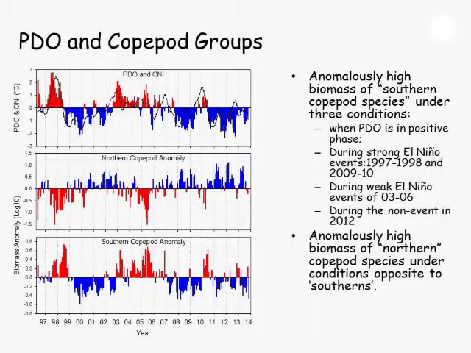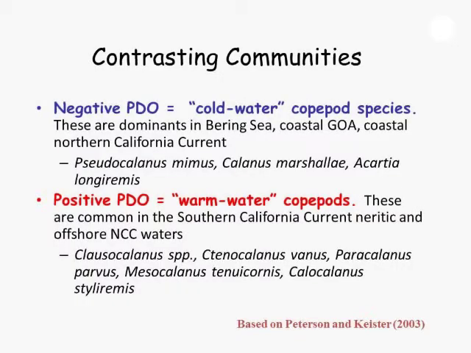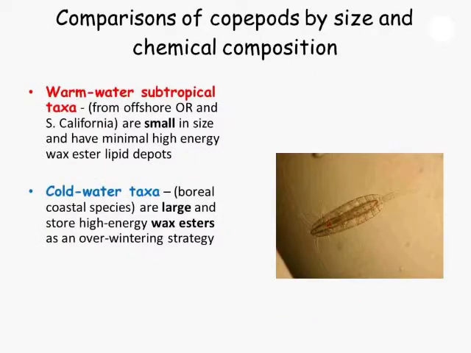So why the heck do we care about this? Well, if you'd like to see the Latin names, there they are. Pseudocalanus mimus, just rolls off the tongue. Calanus marshallae, okay? So what's different about these animals that seems to maybe affect salmon? It's right here. These warm water subtropical species are quite small, and they don't put on lipids. They have virtually no omega-3 fatty acids in them, almost nothing. The cold water taxa are basically big, and they're full of what are called wax esters and these omega-3s.